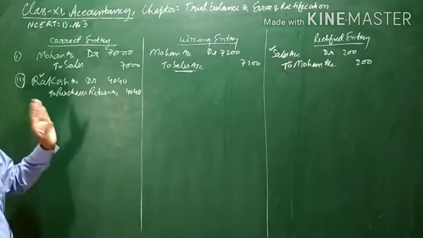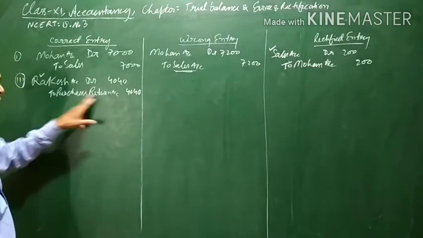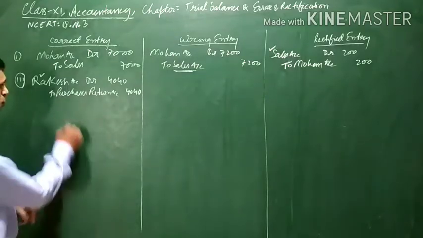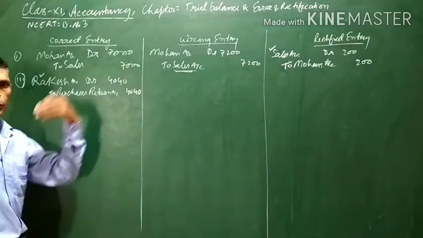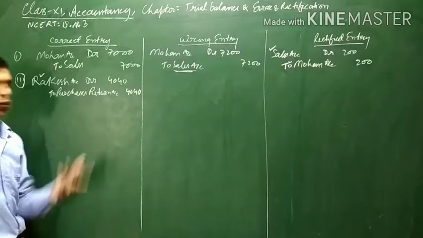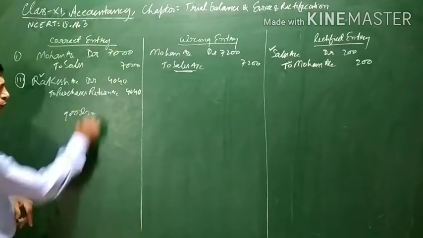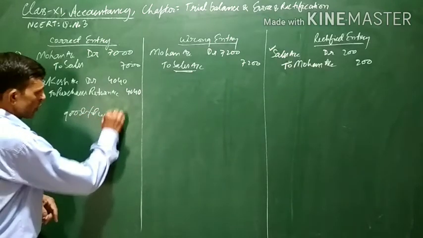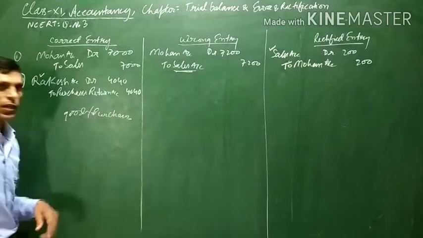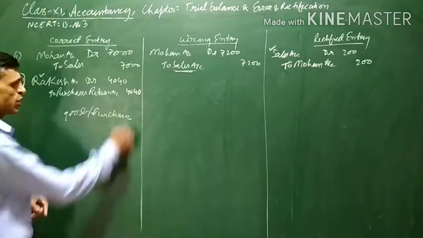Similarly, purchase return will be credited, because purchase return means goods will be going out of the business. What is goods? Goods is a real account, and instead of goods we write purchases. When goods are going out of the business, it will be credited.